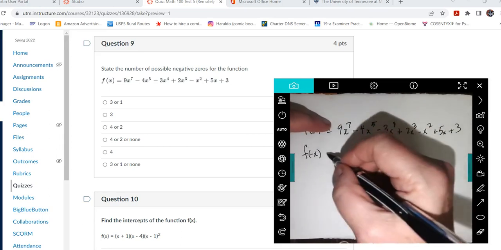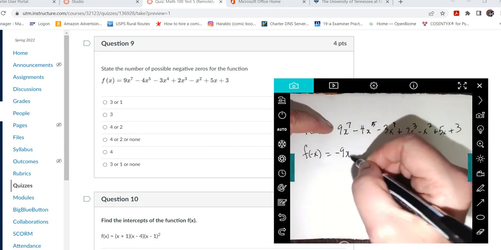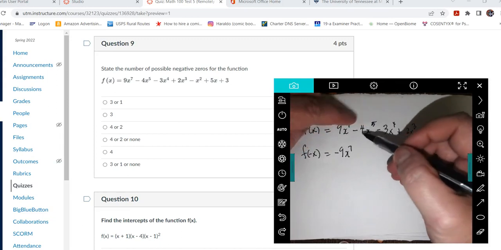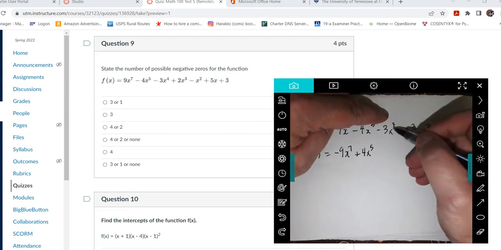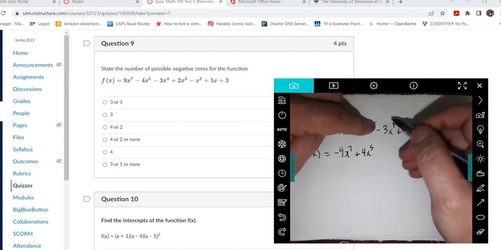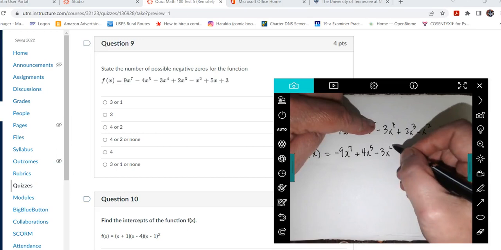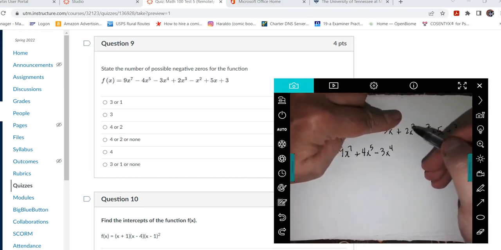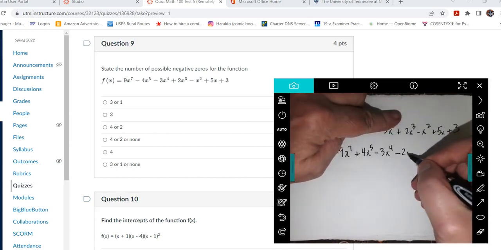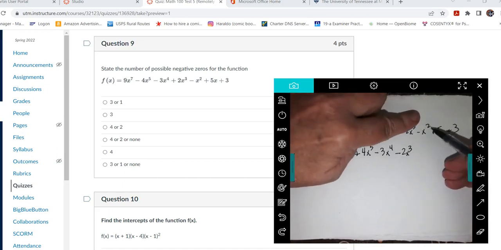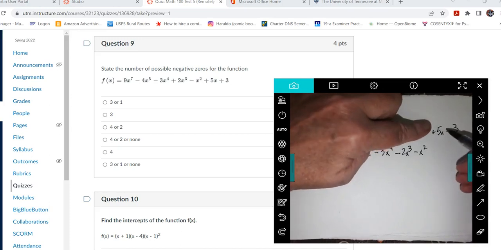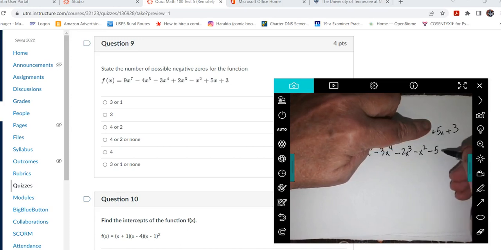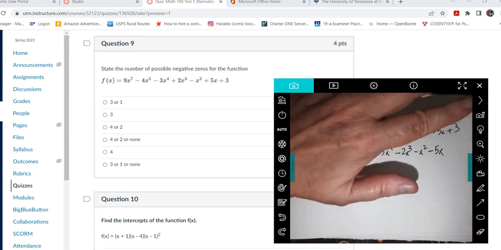So the power is odd here, so I'm going to change the sign. The power is odd, so I change the sign. The power here is 4, which is even, so nothing changes. The power here is odd, so I change the sign. The power here is even, so nothing changes. The power here is odd because it's 5 times x to the first power, so I change the sign. And the constant remains the same.